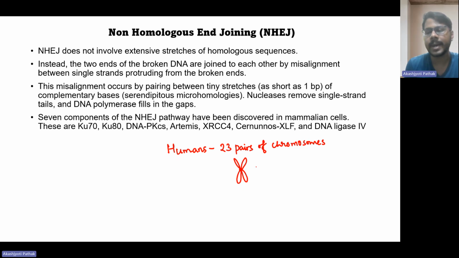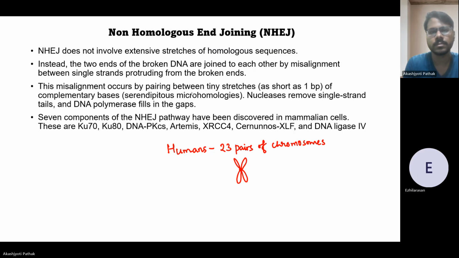However, there will be minor differences in the genes. So that is what is called alleles. The minor variations in genes that are present, or the alternative forms of genes that are present, those are called the alleles.